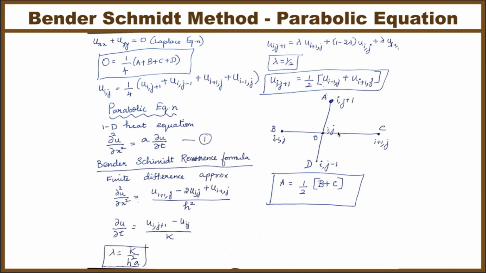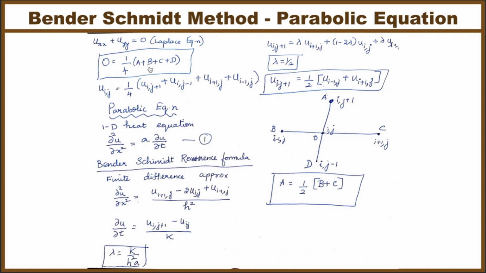So now we have the diagram. What is ui comma j plus 1? This part, that is a. So a is equal to 1 by 2, ui minus 1 is this part b, and ui plus 1 comma j is this part c. To find the value of a, we add b and c and divide by 2, and we get the formula. This is the diagrammatic representation of the formula, that is a is equal to 1 by 2 (b plus c).